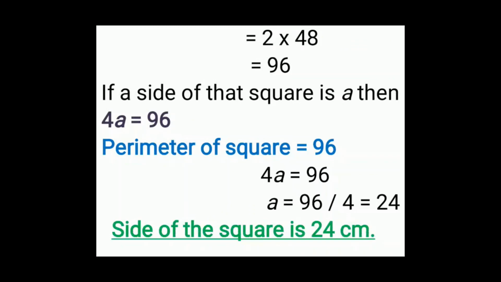What we did in this sum is that we first found the perimeter of the rectangle, and I already mentioned in the example that the perimeter of the rectangle and the perimeter of the square are the same. They gave the length and breadth of the rectangle, and using that we found the perimeter of the rectangle, which will be the same as the perimeter of the square, and that's how you get the side of the square.